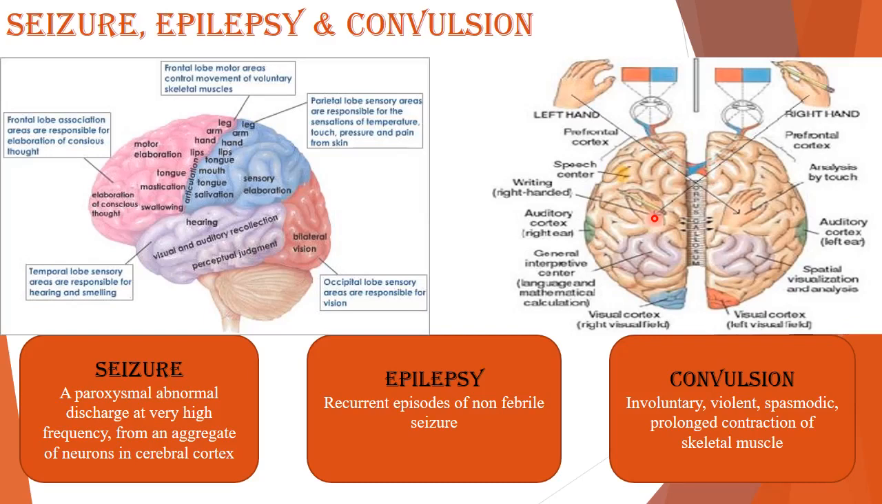But whenever a seizure occurs, that means there is a paroxysmal abnormal discharge. Paroxysmal means all of a sudden. Abnormal, which is not normal. Discharge means discharging of the neurotransmitters, or we can say discharging of action potentials at very high frequency, very high speed, right? From an aggregate of neurons in the cerebral cortex.